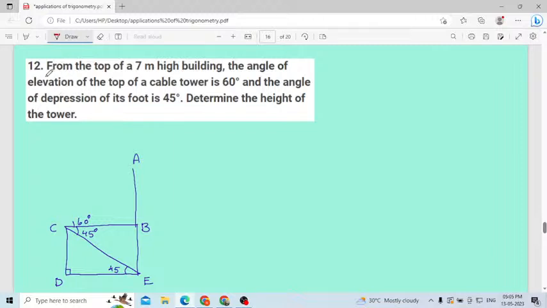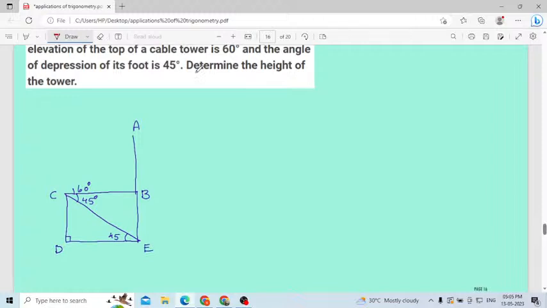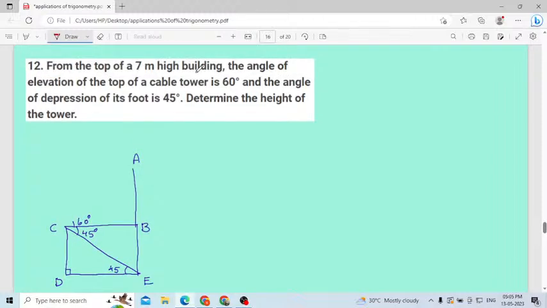Okay, from the top of a 7-meter height building. Here this one is there, why it is rubbed I don't know. Okay, this height is there, 60 degrees. From the top of a 7-meter height building, this is the height of the building, given, this is 7 meters.